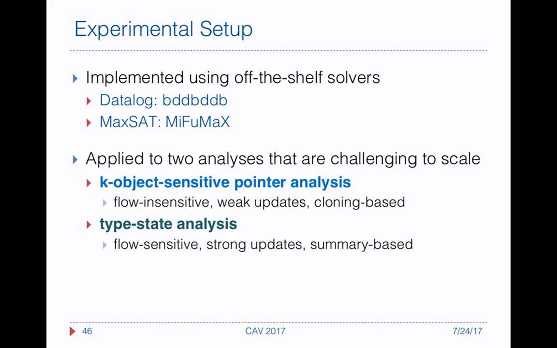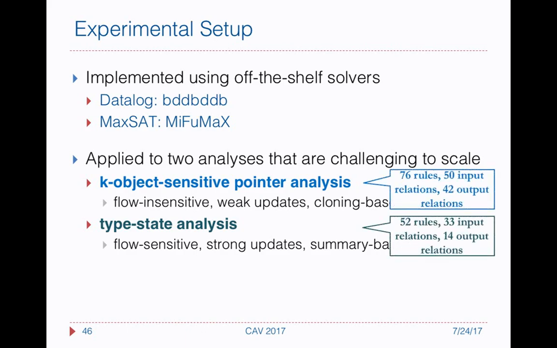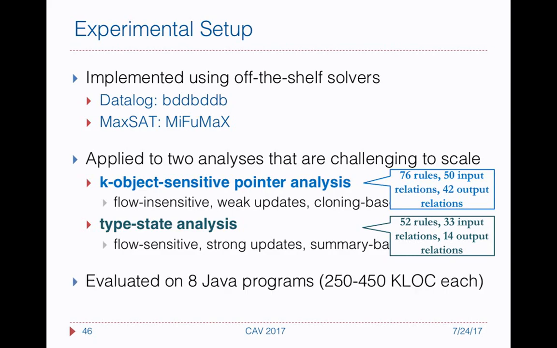Okay? And we applied these to 2 different analyses for Java bytecode programs that have been challenging to scale. One is a so-called k-object sensitive pointer analysis, which matches not only calls and returns, as I showed you here, but also heap, field, reads, and writes, up to a bounded depth. And the other is a type state analysis, which is similar to what tools like SLAM and so on are accustomed to proving, so temporal safety properties. And here's the number of rules and relations that are needed to handle the full Java bytecode. And we evaluated this on reasonably large Java programs, up to 500,000 lines of code.